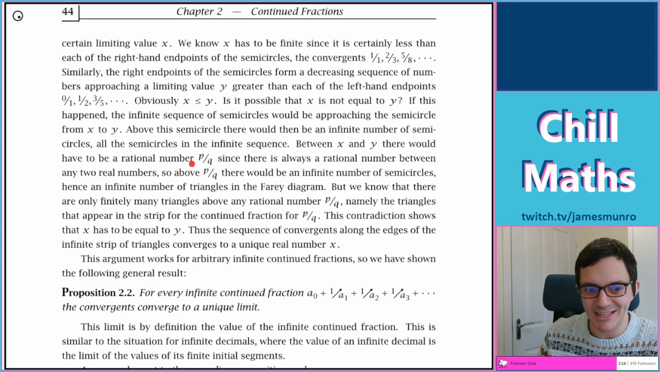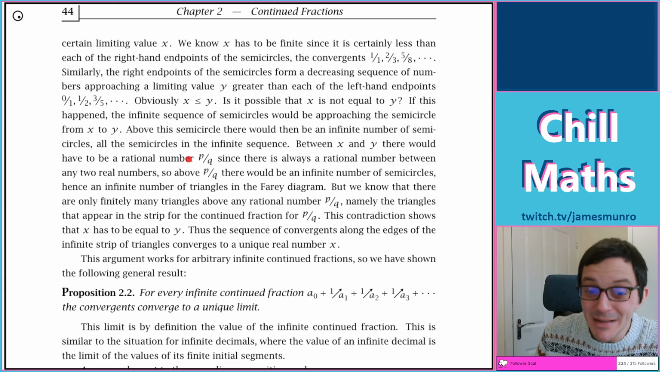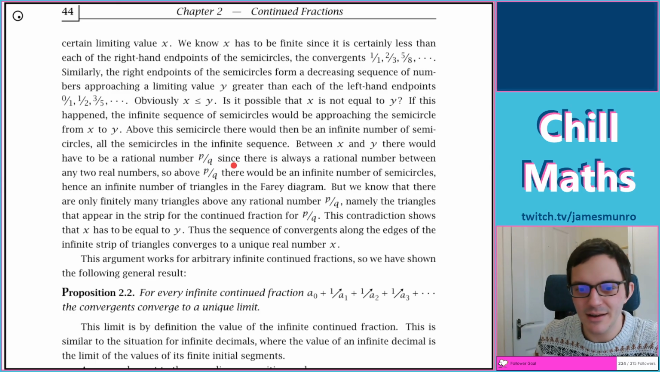This proof is brilliant. This is great. Maybe it's kind of the standard proof, but you say semicircles quite a lot of times. Anyway, never mind. There's a rational number in between, p over q. So above p over q, there'll be an infinite number of semicircles and an infinite number of triangles. We know there are only finitely many.